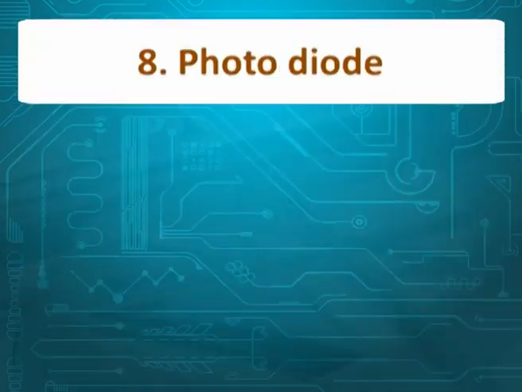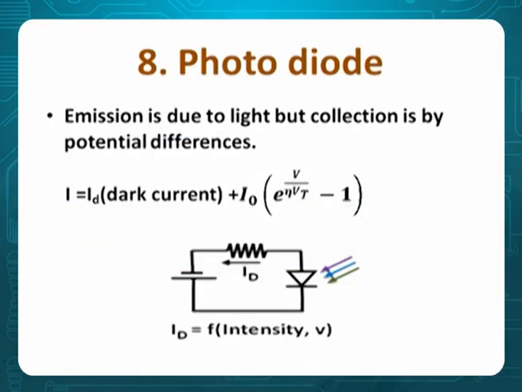So the eighth diode, the photodiode. Emission is due to light, but collection is by potential difference. Please remember, in any emission, there may be any source of emission, but the collection of the current is always by potential difference. So potential difference will give you collection.